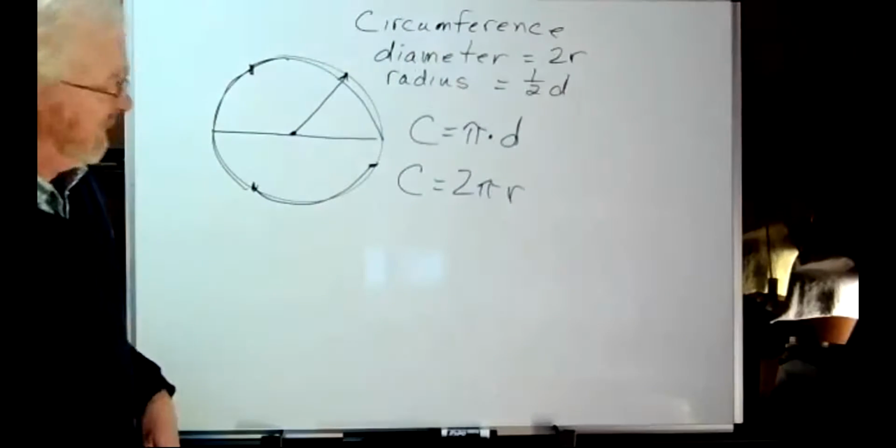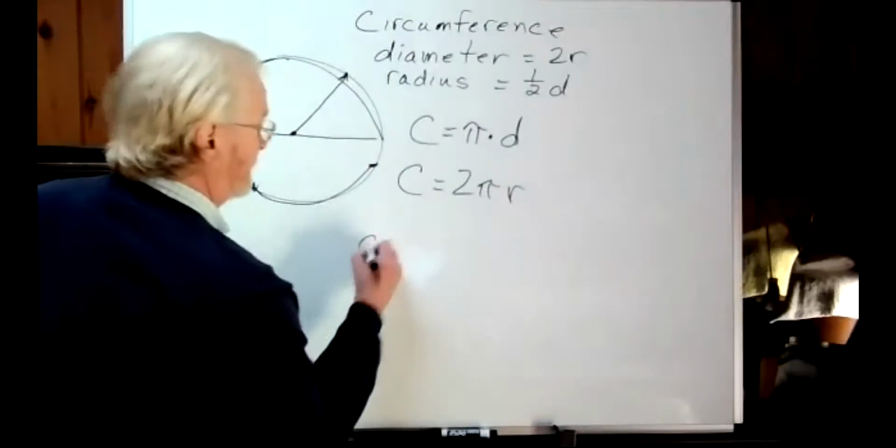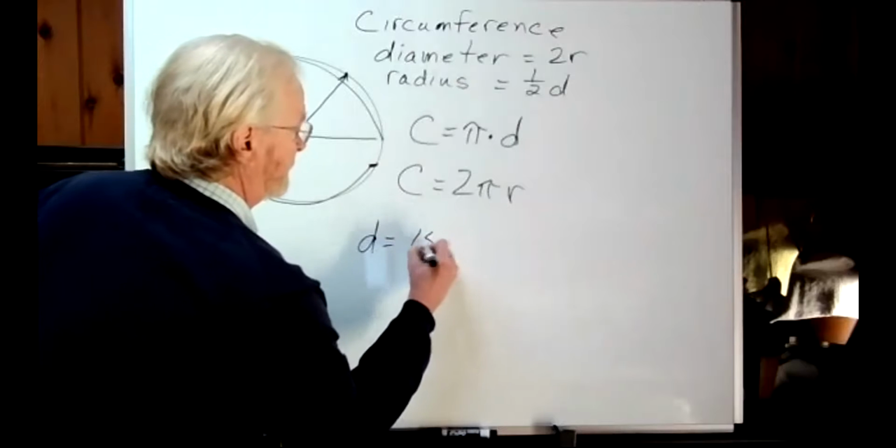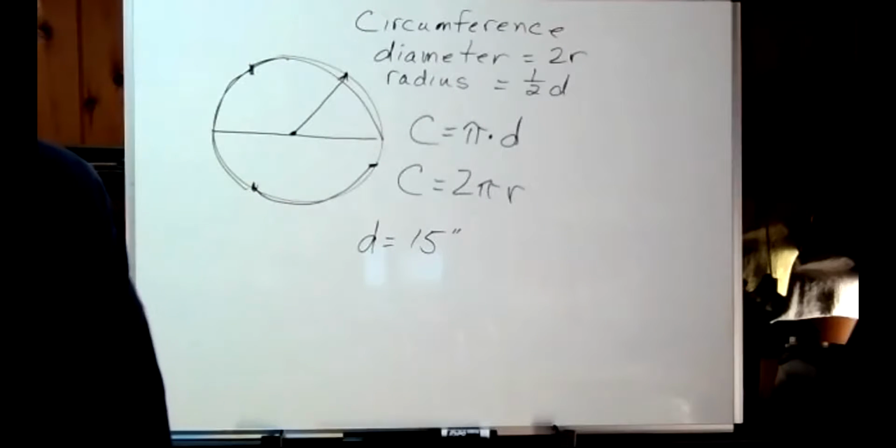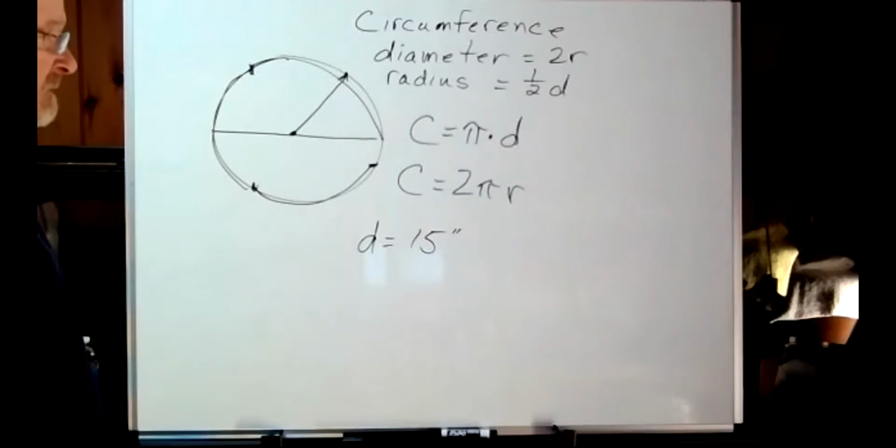So if I know the diameter is 15 inches, what's the circumference of this particular circle?